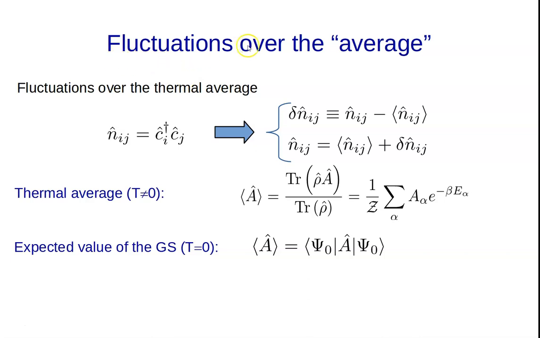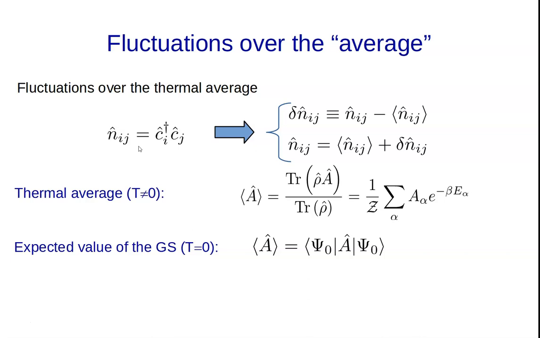Another point that's going to be very important in our discussion is what you call fluctuations. Fluctuations over the average or the expected value. So let's consider a number operator, which turns out to be non-diagonal. So it's not really a number operator. It's just C dagger I C J. So let's call it N I J. Of course, if I and J are the same, this is going to be a number operator. But that's typically what we'll have in general, right? Even for the non-diagonal single particle case, an n particle operator which is just a sum of single particle ones.